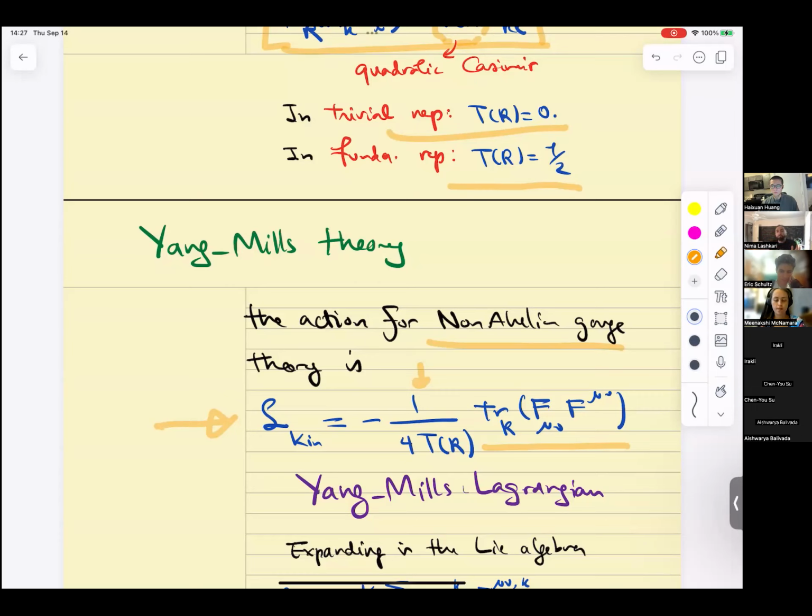Now, the connection with electrodynamics came through the fact that the commutator of two covariant derivatives was F mu nu, the field strength. This allowed us to connect the two formulations.